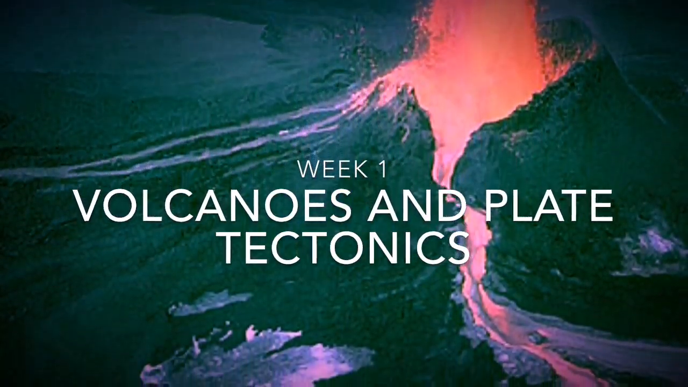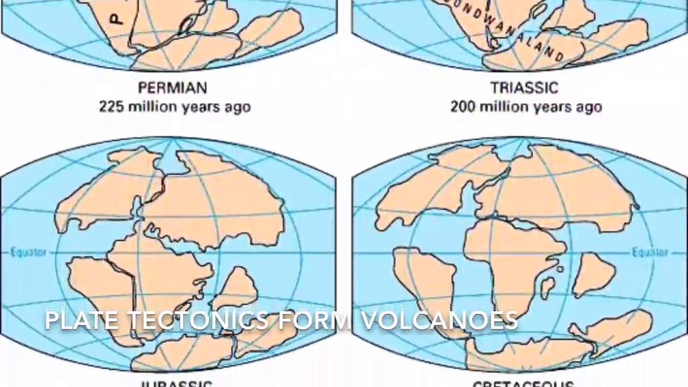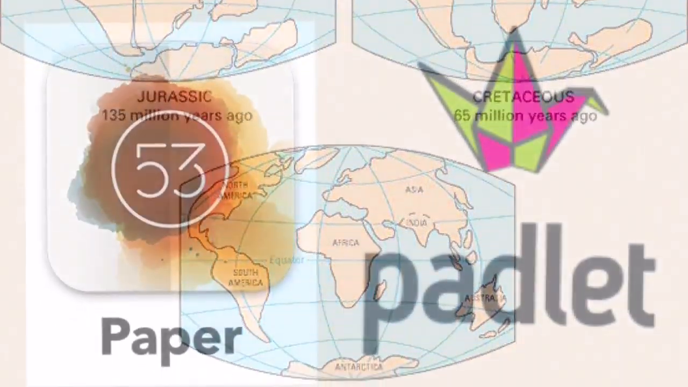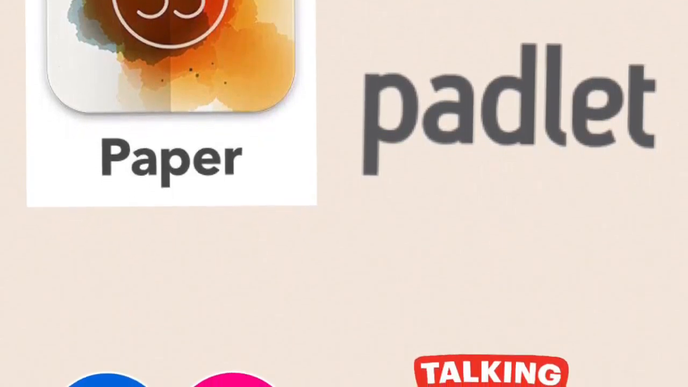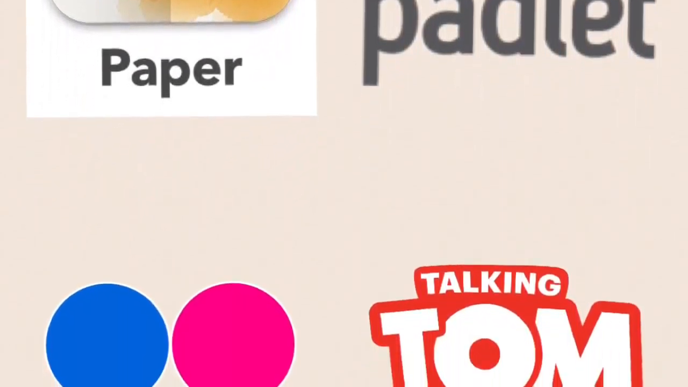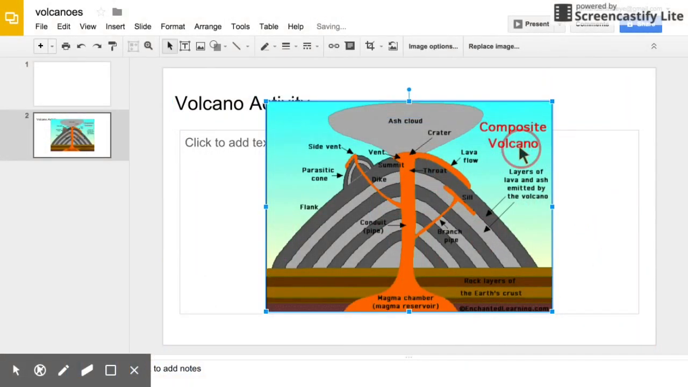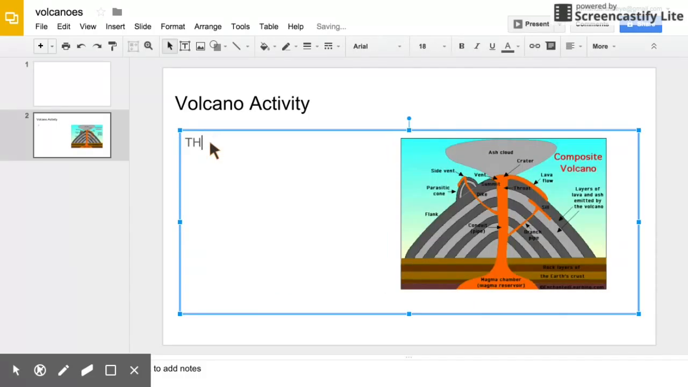In the first week of this unit, students will understand where volcanoes are located and why they are located there, building on their understanding of plate tectonics from a previous unit. This week, students will use digital resources like Padlet, Google Earth Gallery, Flickr, Talking Tom, and Paper 53. In class, students will use Google Slides to create a collaborative presentation based on the relationship between volcanoes and plate tectonics.